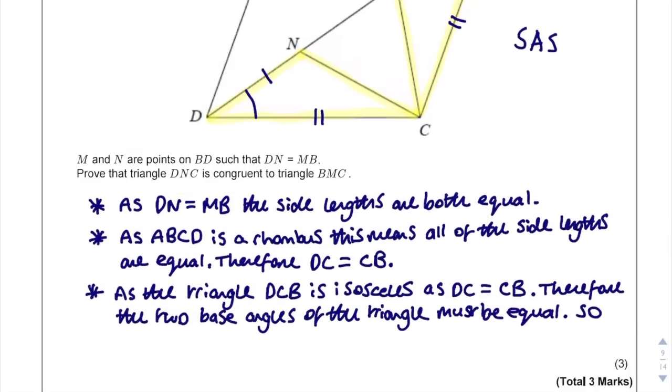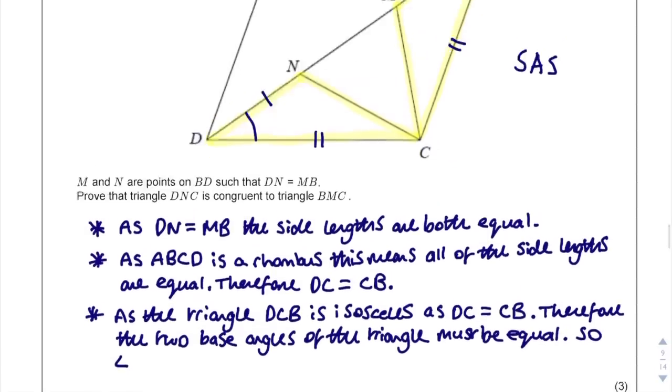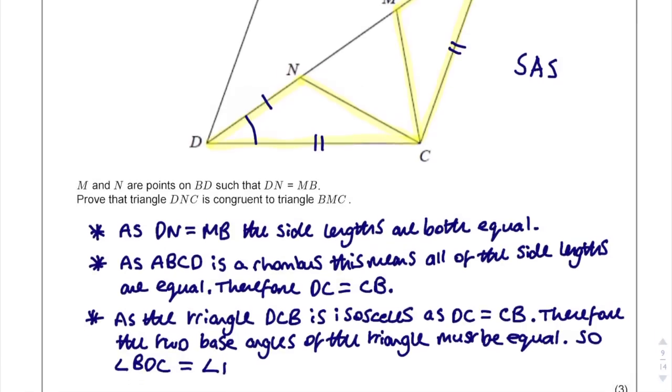So the angle BDC is equal to the angle DBC. So we've looked at two sides of each of the triangles, and we've looked at an angle within each of the triangles. So therefore, we've proven that the two triangles are congruent by SAS. So that is our final answer for 14.